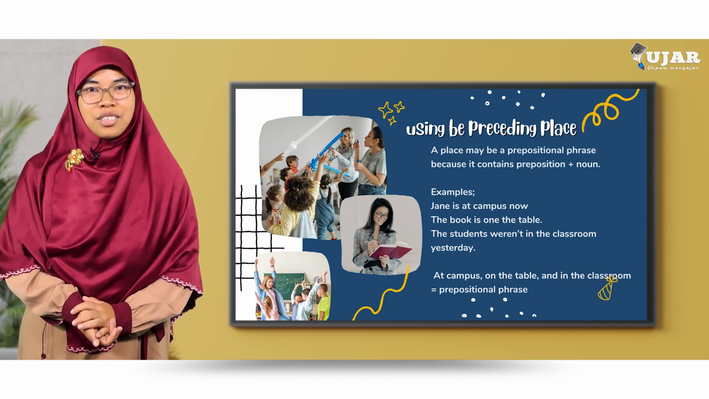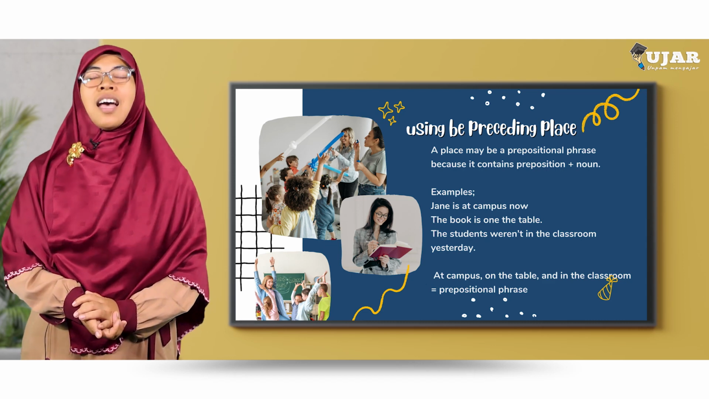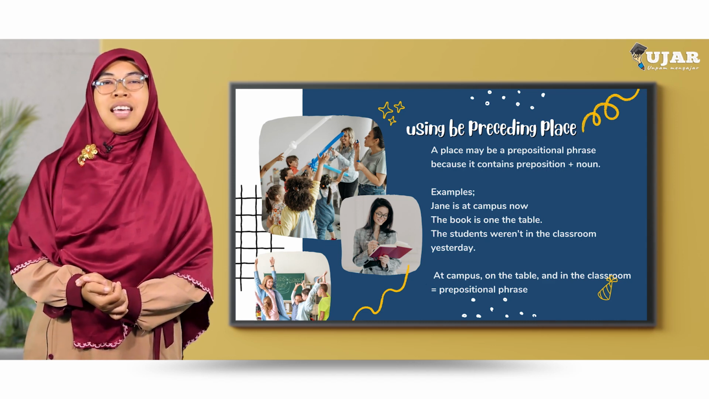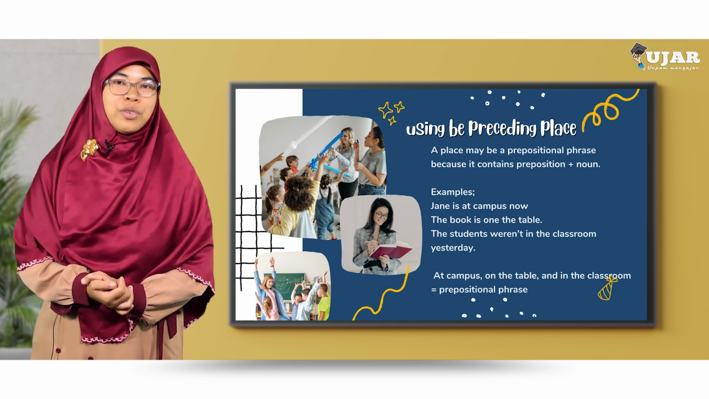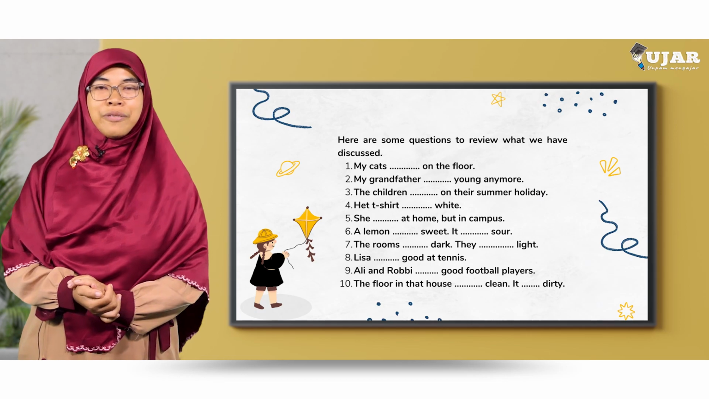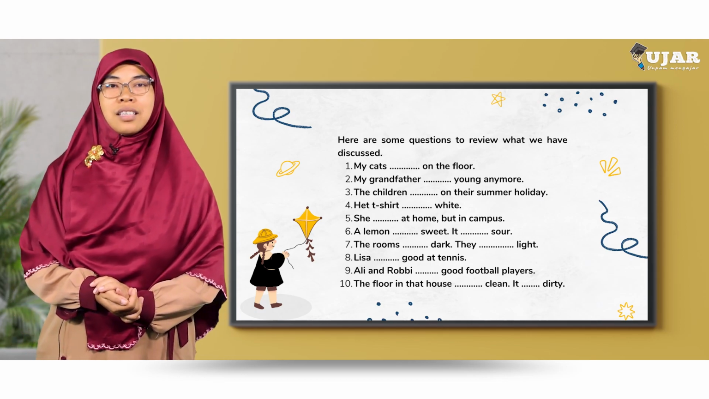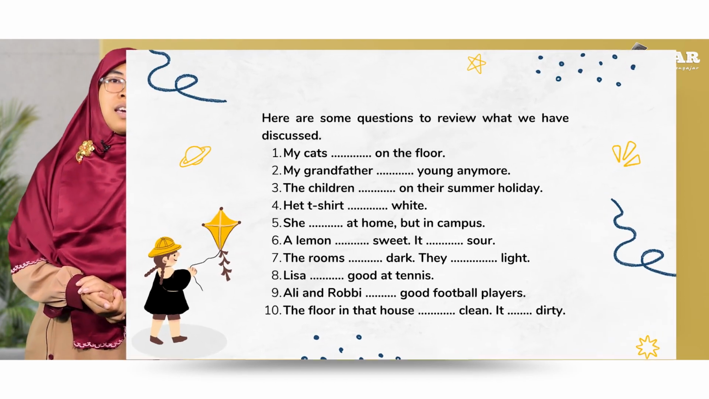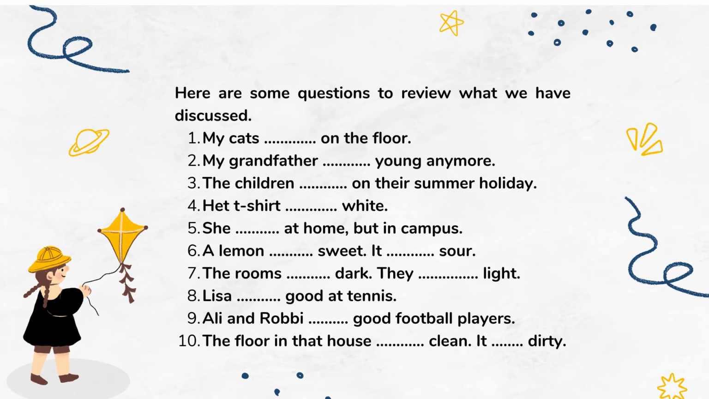Now, can you make sentences using different forms of be? I believe you can do it. And then here are some questions to review what we have discussed. Just put the correct form of be in the blank. Number 1, my cats blank on the floor. Number 2, my grandfather blank young anymore. Number 3, the children blank on their summer holiday. Number 4, the desserts blank white.